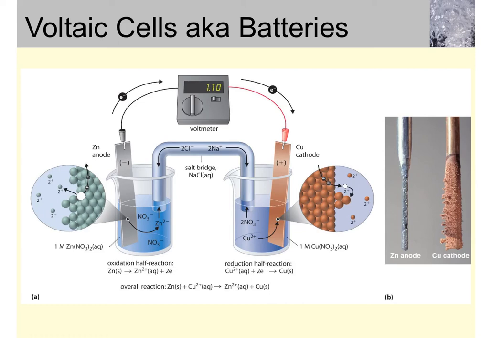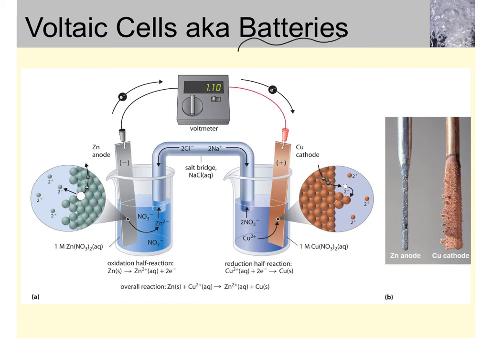This is a continuation of our chapter on electrochemistry. We have reviewed how to balance redox reactions, and so now we're going to talk about some of the applications that electrochemical or redox reactions have. And one of the most common ones is the use of batteries.